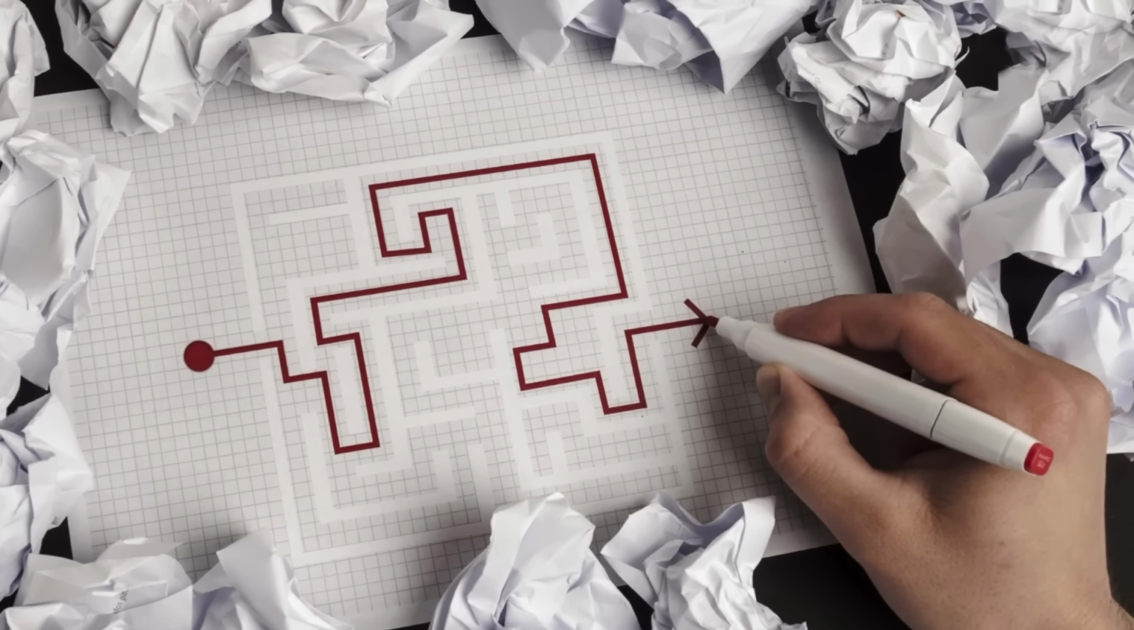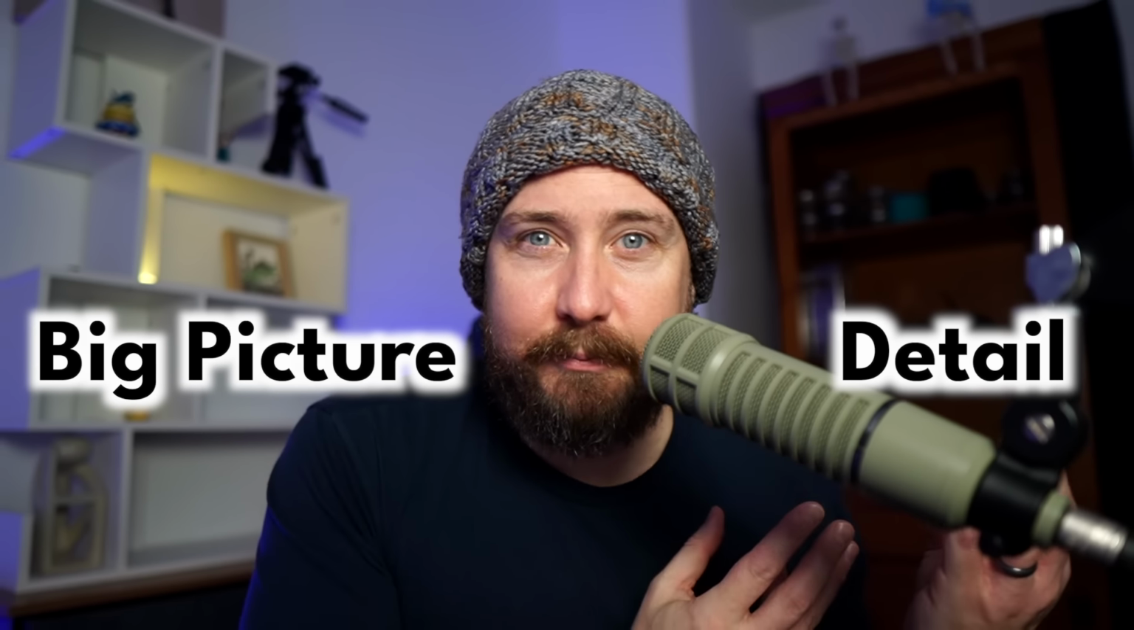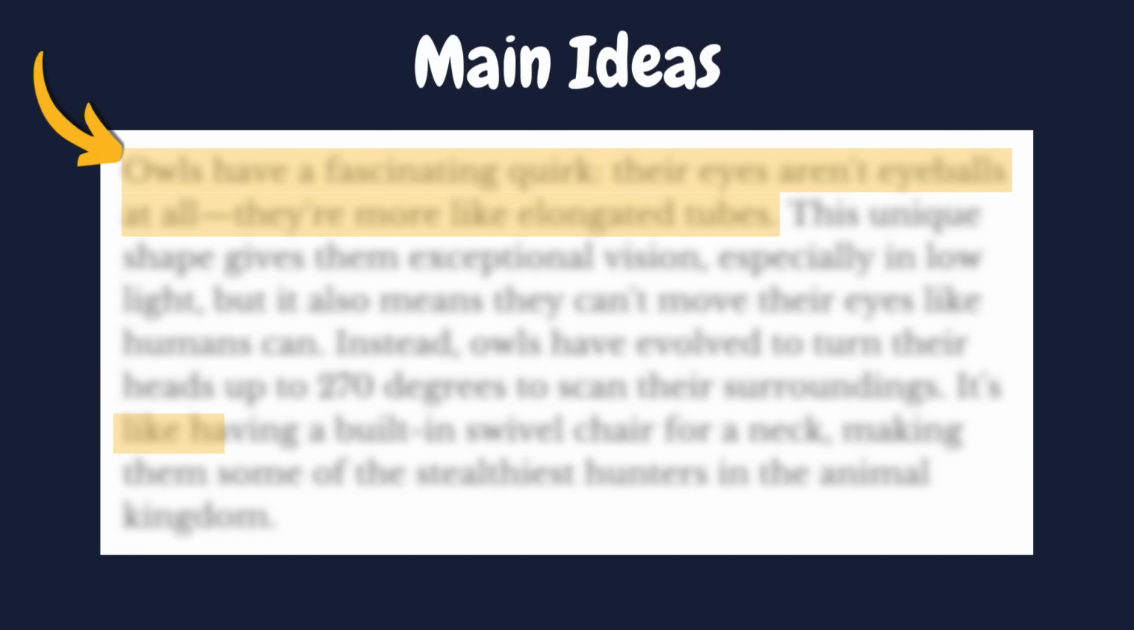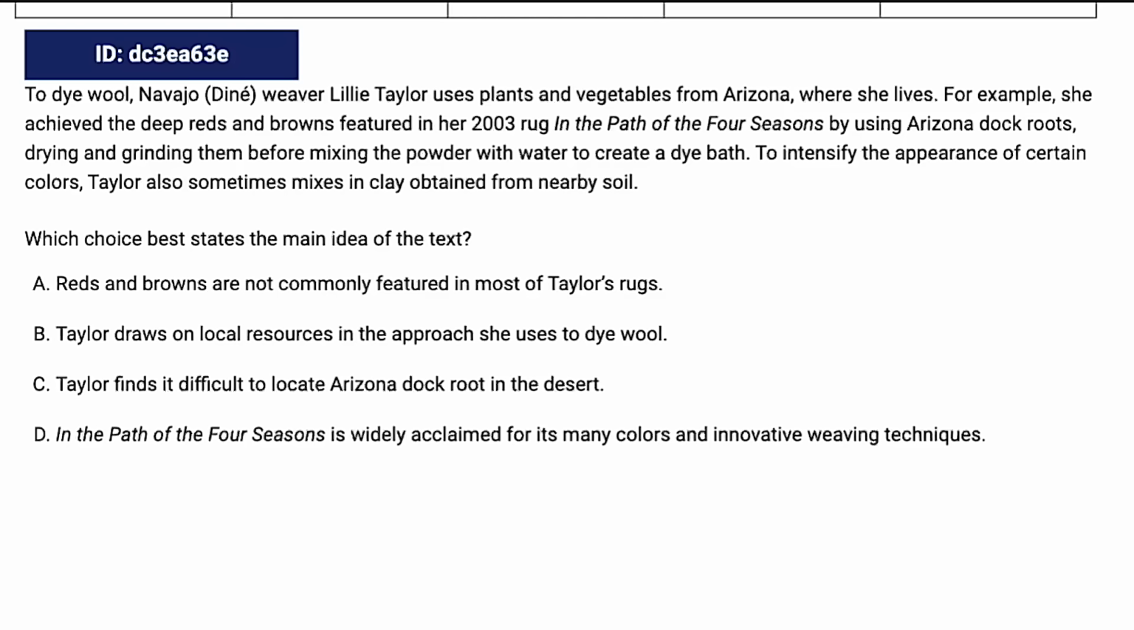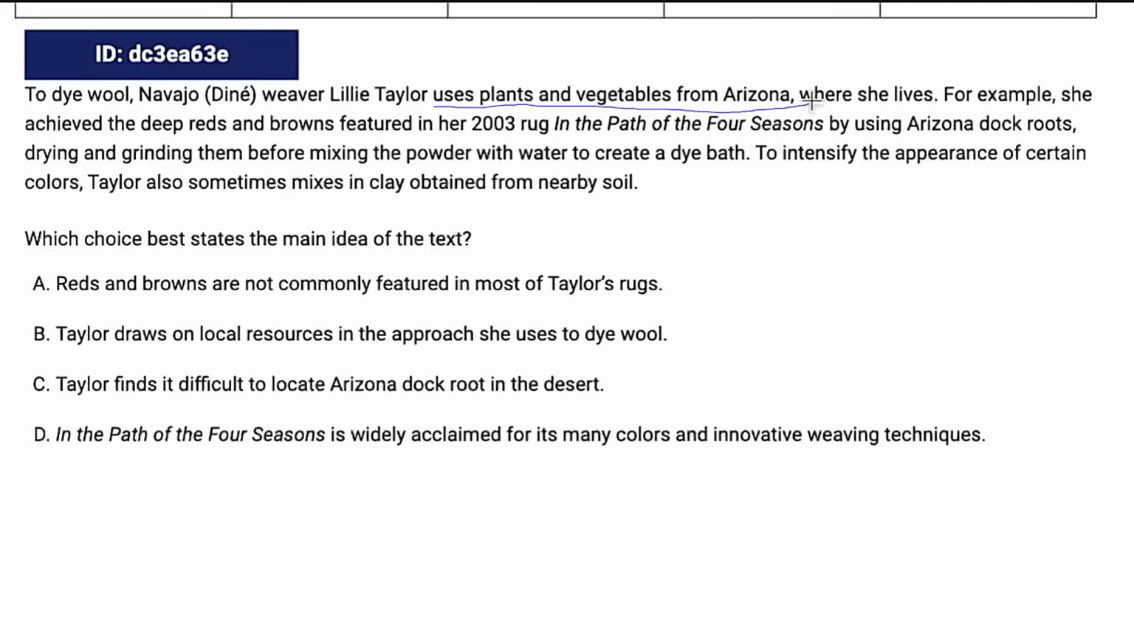And at the end of the day, it's going to be one of 2 things, either big picture information or detail-oriented information. If we're looking at main ideas, they tend to live either in the beginning or end of paragraphs. This question is a great example of when you would find the main idea at the beginning of the passage. So the very first sentence we get, to dye wool, this person uses plants and vegetables from Arizona where she lives. And this ends up being our main idea.